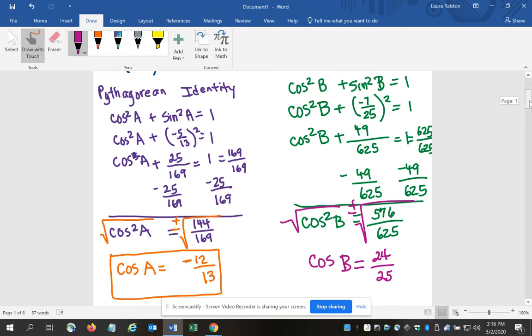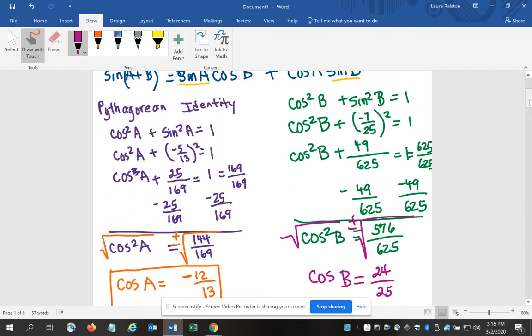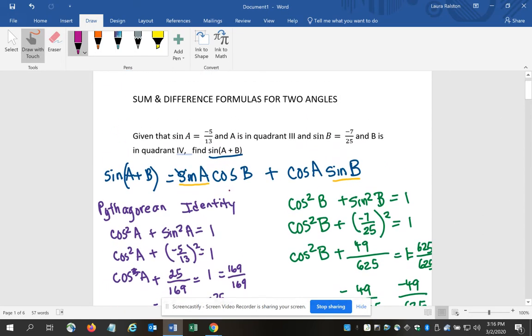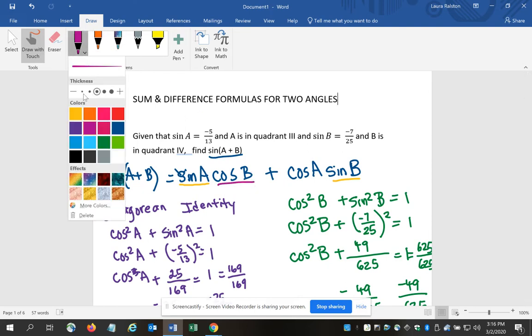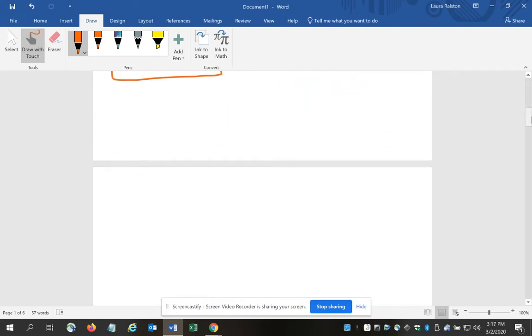And I'm told initially that B is in quadrant 4. In quadrant 4, the cosine is positive. So here is my cosine B. I was given sine of A, I just figured cosine of B, I calculated cosine A, and I have sine B. So now it becomes a matter of substitution. So let me scroll down here.